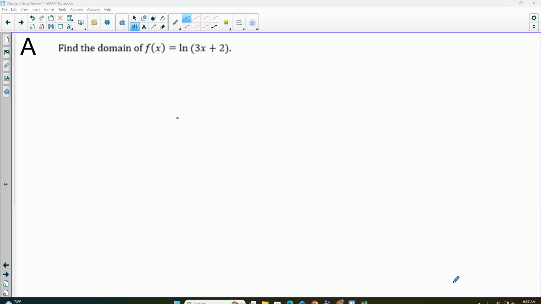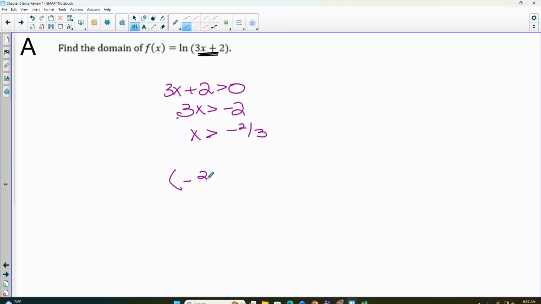To be able to find the domain of a log, what do we have to remember? Whatever is inside your parenthesis has to be greater than 0. 3x is greater than -2, so x is greater than -2/3. So the domain, if we put that in interval notation, everything larger, would be -2/3 to infinity.